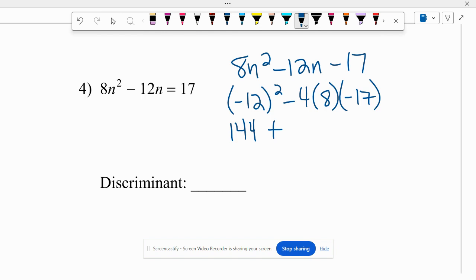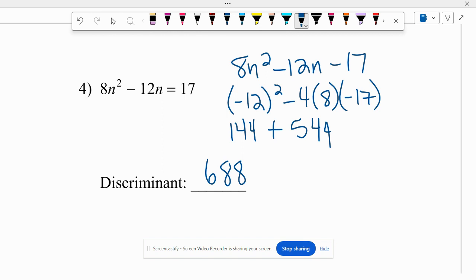Plus what? No. B squared is 144. A negative and a negative is a positive, so we should be plussing something to that. I need to know what 4 times 8 times 17 is. I think it's 544, honestly. Thank you. So when I add these two together, I get 688. That's the value of the discriminant. Is 688 a perfect square?